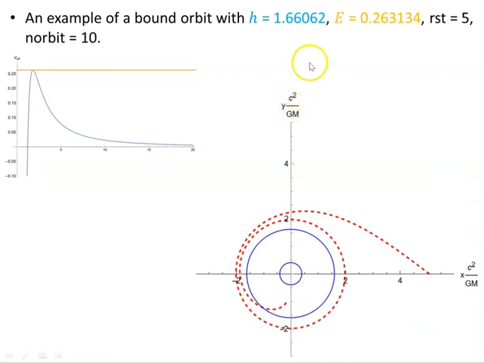All right, let's have a look at this now. We're going to start closer in. Instead of starting out at 25 units, we're going to start out at 5 units GM on c squared, and we produce this nice, lovely plunge orbit coming in.